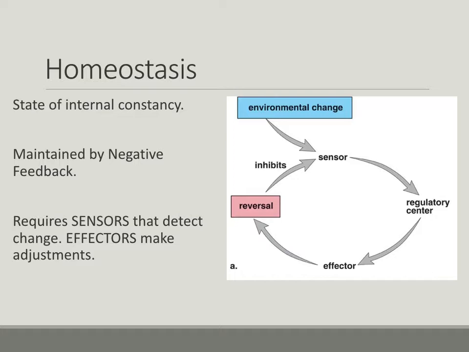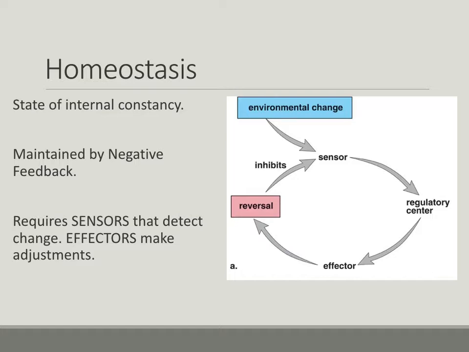The basic definition of a negative feedback loop is when the buildup of an end product of some type of system will come and shut the system itself off. There's a couple of different things that you need in order to make this happen. Sensors are something that detect change, and effectors are something that make adjustments.